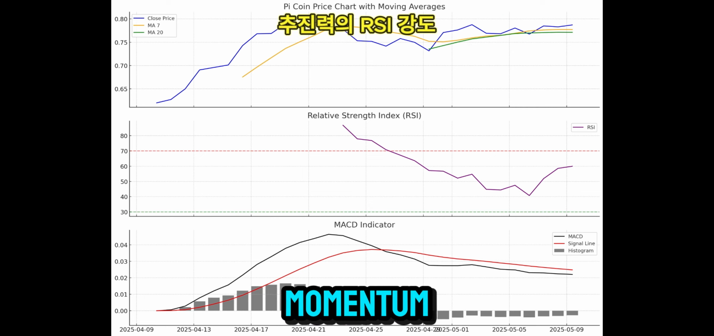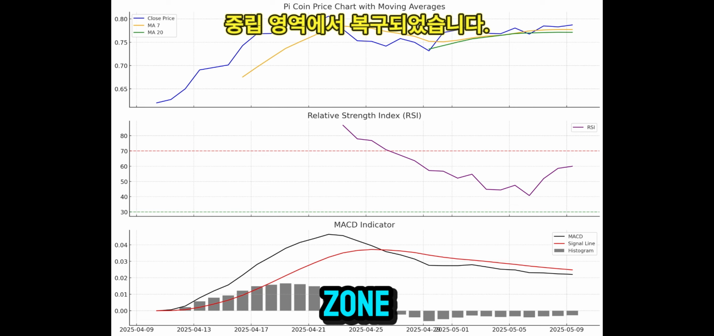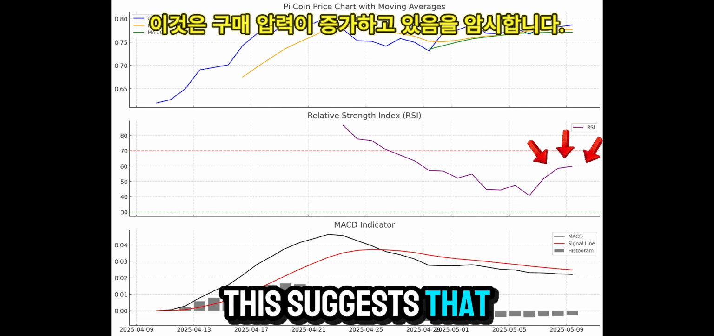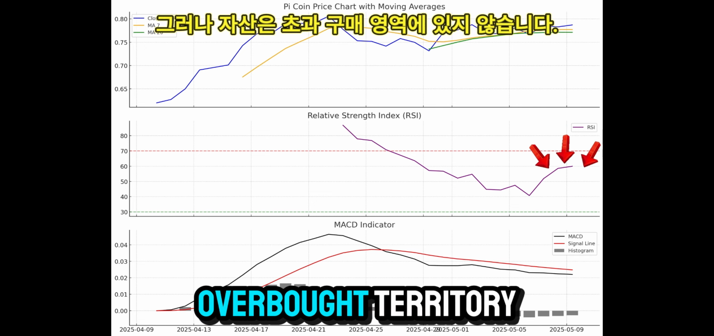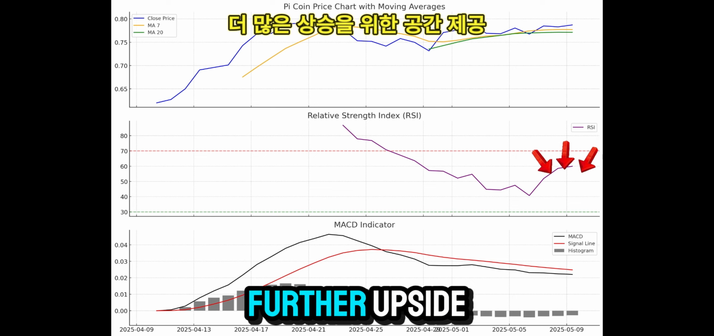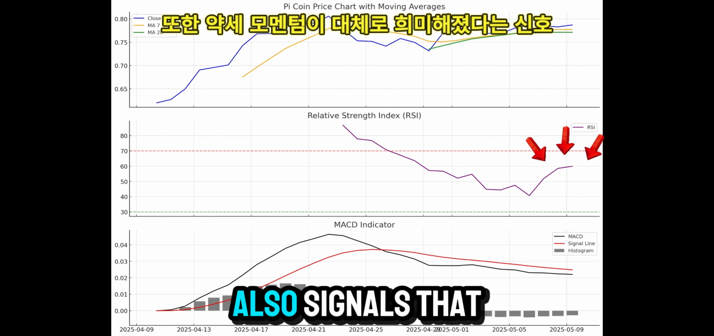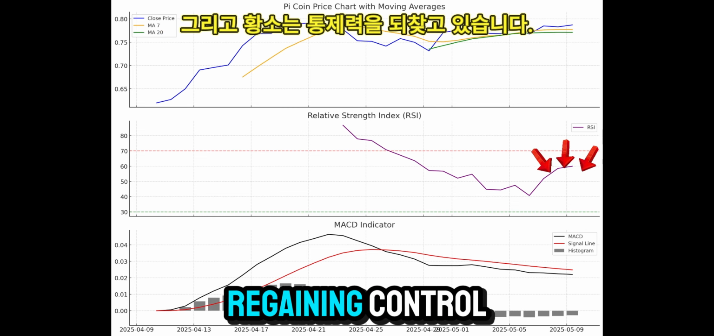RSI strength of momentum. Looking at the RSI, it has recovered from the neutral zone and is now hovering around the 58 to 60 level. This suggests that buying pressure is increasing, yet the asset is not in overbought territory, giving room for further upside. Breaking above the 50 line on RSI also signals that bearish momentum has largely faded and bulls are regaining control.